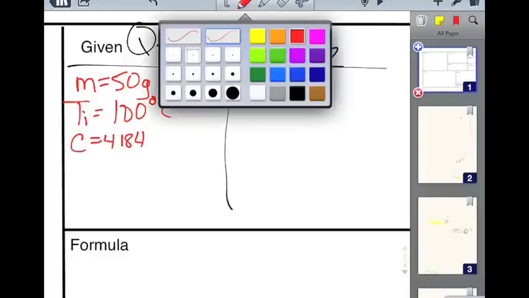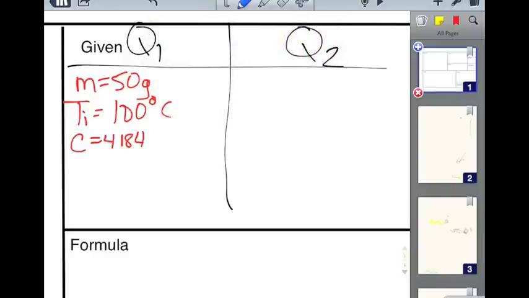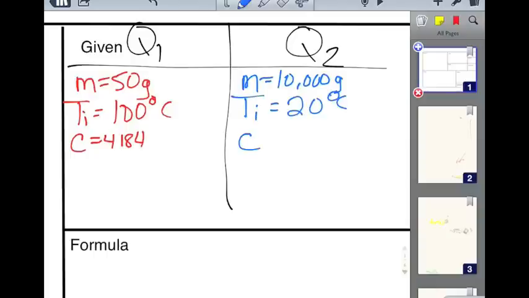Okay, for the next one, I'm going to switch to blue because it's the cooler one. And what we can say is the mass is 10,000 grams. You can say that the initial temperature is 20 degrees Celsius, but it has the same specific heat capacity of 4,184, and that would be in joules per kilogram Kelvin.